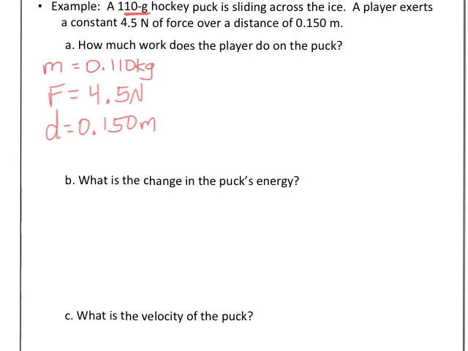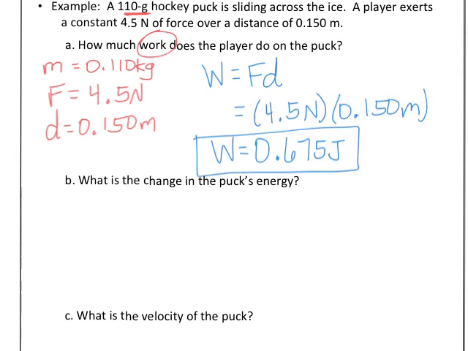In this case, we don't have any energies yet, so we can't find a change in energy, but we can use our work formula to find how much work the player does on the puck. We're simply going to multiply the F and the D together. So pause the video and try this out and come back and see if you get the same answer I did. Okay, you should have gotten about 0.675, and I hope you remembered to put the units in, which will be joules. Now for part B, what is the change in the puck's energy?